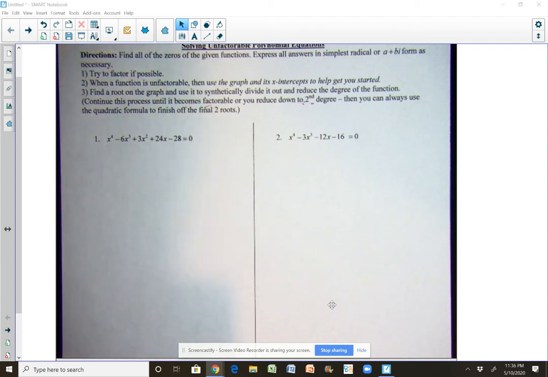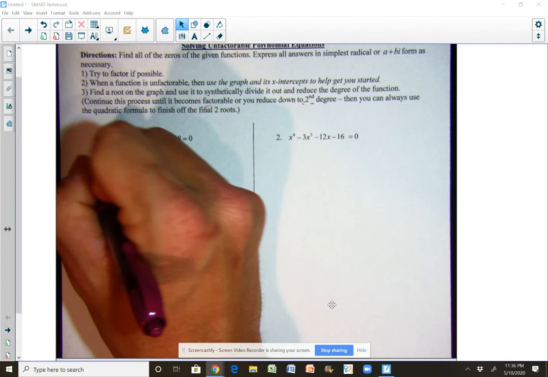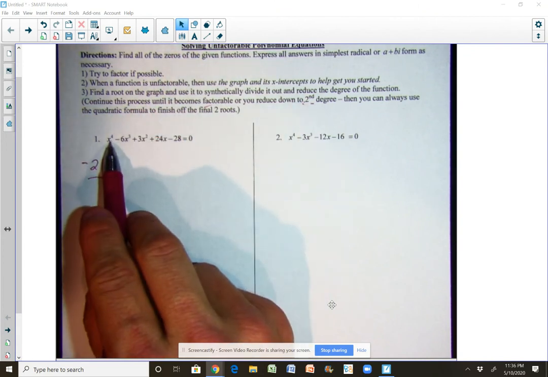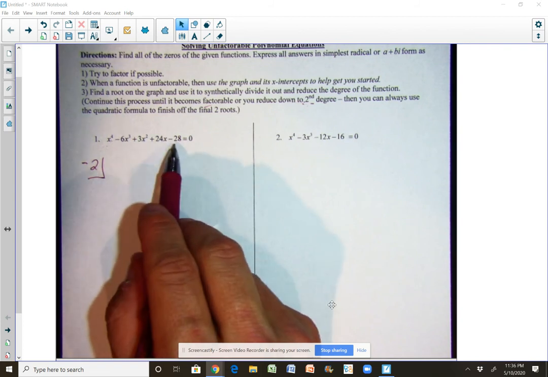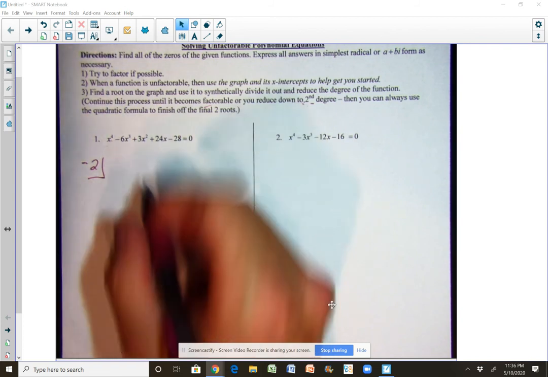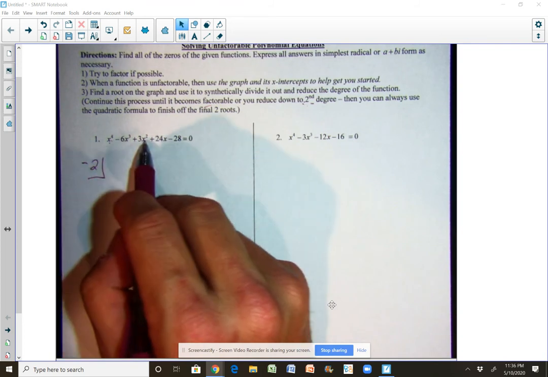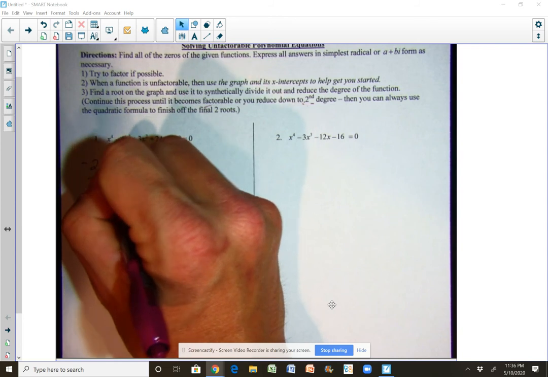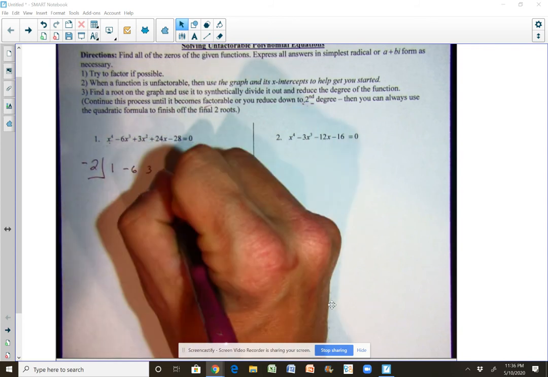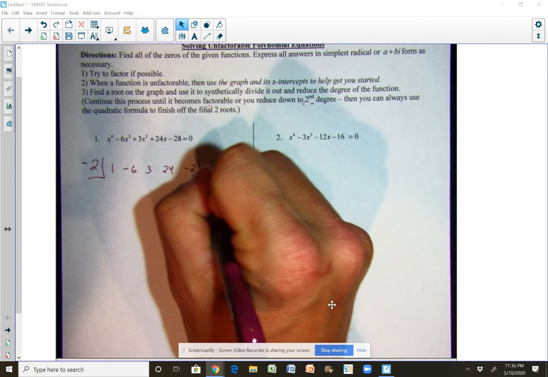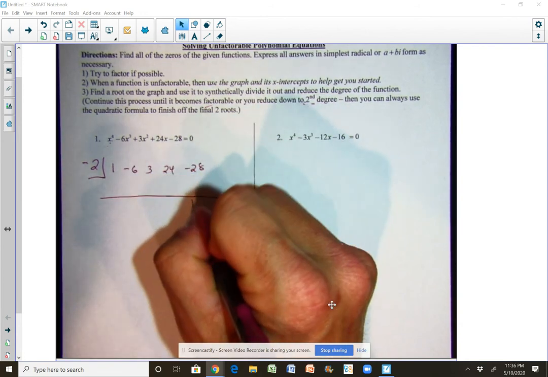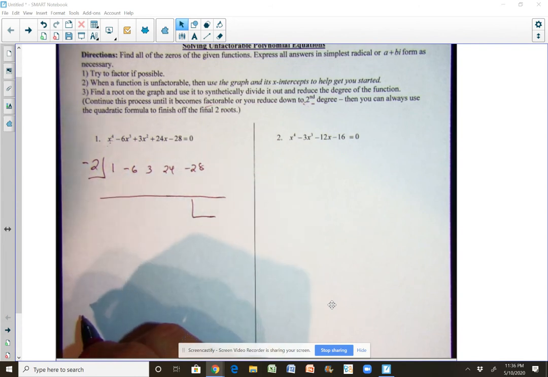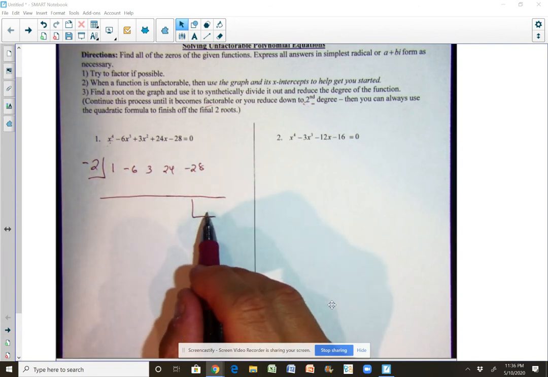But if we start out using -2 as our first root, we know because of the picture, make sure you're careful to check that all power terms are represented in the polynomial function. Okay, since they are, we have a fourth, third, second, first, and 0 degree terms, so we're not missing any. So then we've got the coefficients 1, -6, 3, 24, and -28. And I'm already expecting this remainder to be a 0 because I know that was a root on the graph. And if it's a root, the output should be 0, which is the same as the remainder.